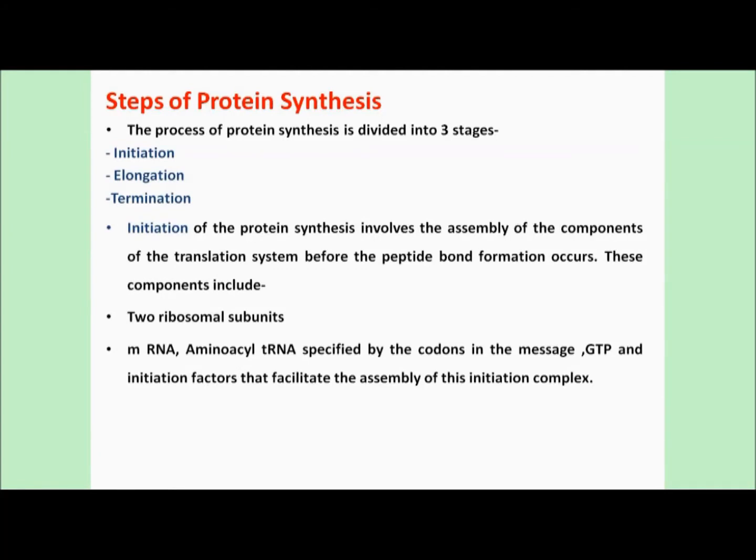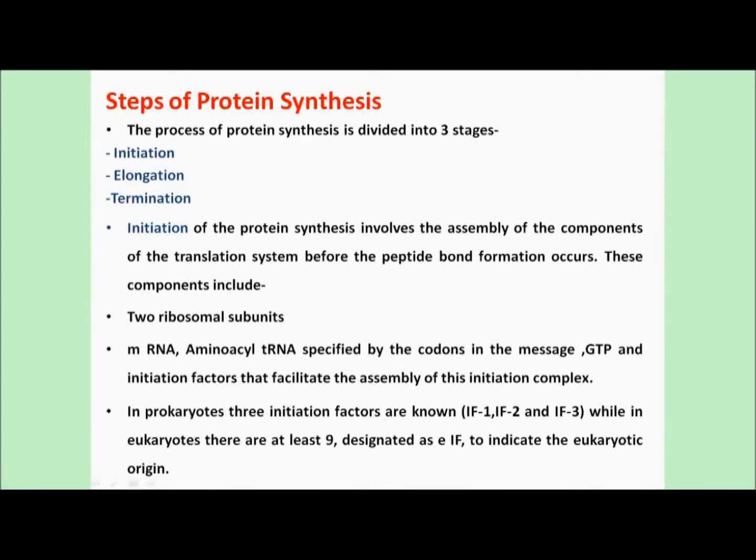Next, we need the mRNA. We need an aminoacyl tRNA specified by the codon in the message, GTP, and initiation factors that facilitate the assembly of this initiation complex. In prokaryotes we generally have 3 initiation factors, abbreviated as IF: IF1, IF2 and IF3, while in the eukaryotes there are at least 9 initiation factors, designated as eIFs. E stands for eukaryotes, right?